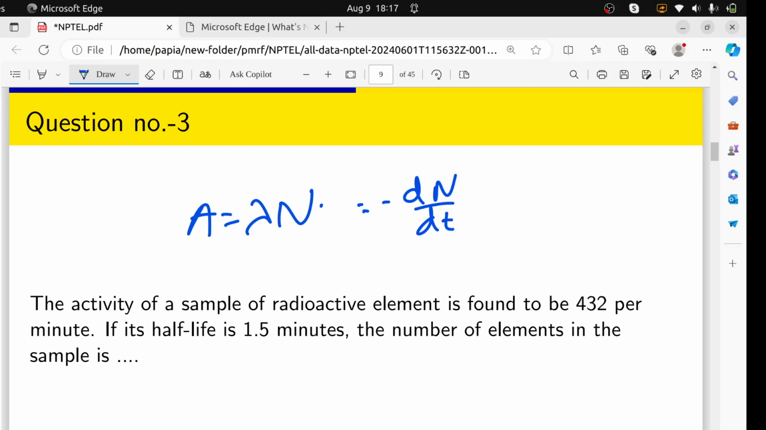And what is T half? T half is given as 1.5 minutes. Okay, I'll tell one more thing here. And A is given as 432 per minute.